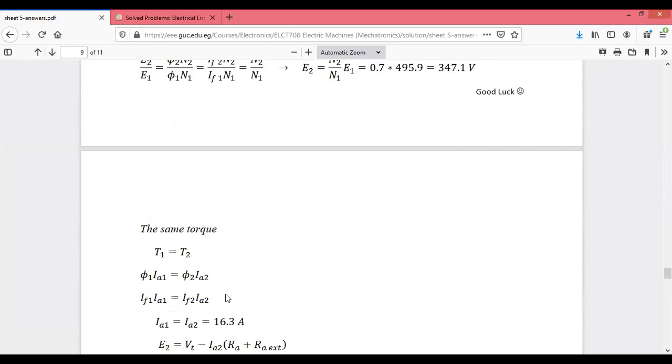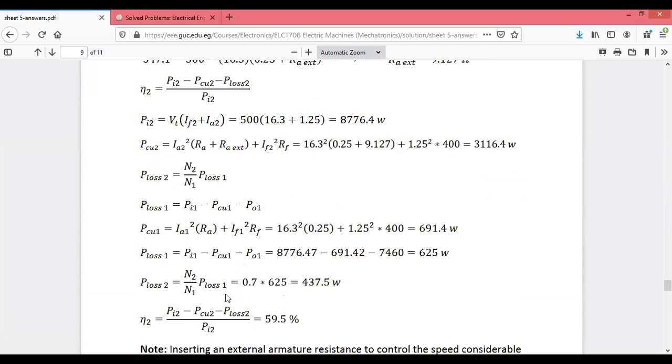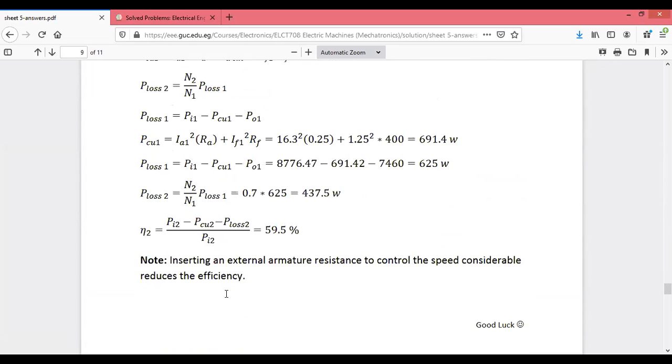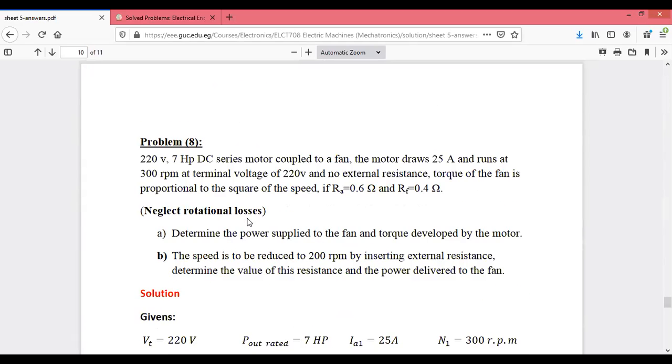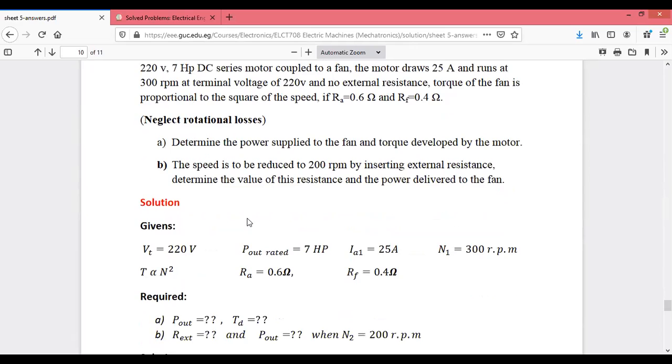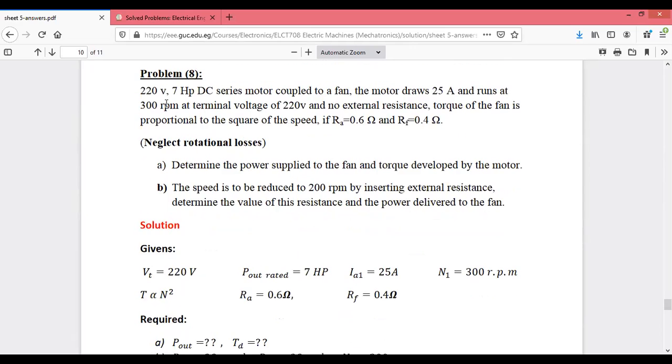This is also the same, but it is quite lengthy because here you are supposed to find the efficiency. They have given some losses, copper losses, here. That's why. So here they have given 220 volt, 7 HP. So you can take 7 into 746, and that will be the power in watts.